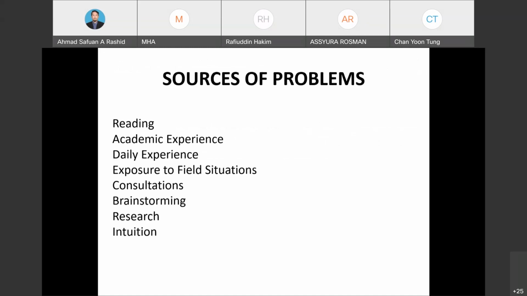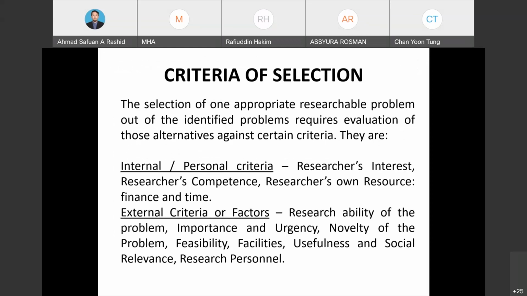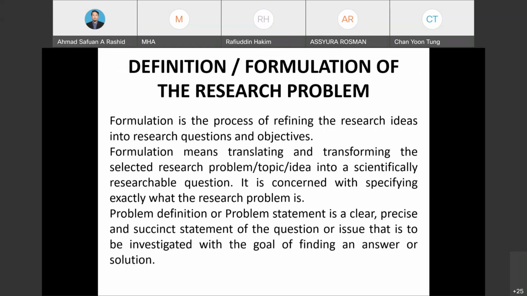Source of problem: reading, academic experience, daily life. So this is the source of problem. Criteria of selection: interest, external criteria factor. The definition and formulation of research problem: formulation is the process of refining the research idea into research question and objective. Formulation means translating and transforming the selected research problem topic idea into a scientifically researchable question.